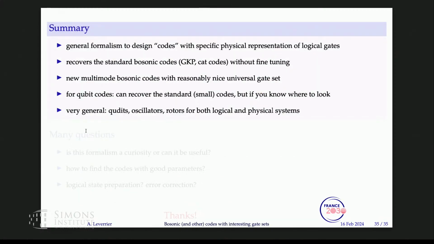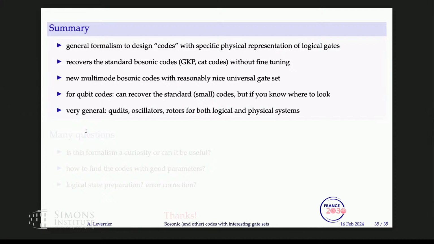Okay, so this was basically what I wanted to say. In summary, we define this very general formalism to design codes with specific physical representations of logical gates. In the Bosonic case, you recover GKP codes directly in a very straightforward manner. You can also design new physical Bosonic codes.